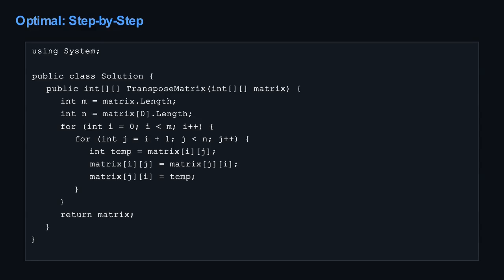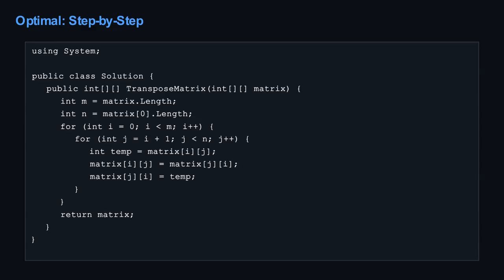We move to row index 1. The column index starts at row index plus 1, so column is 2. The value at row 1, column 2 is 6. The value at row 2, column 1 is 8. We store 6 in a temporary variable. We move 8 into row 1, column 2. Then we move 6 into row 2, column 1. Now we move to row index 2. The column index starts at row index plus 1, which is 3. Since 3 is not less than our total columns, the loop ends.